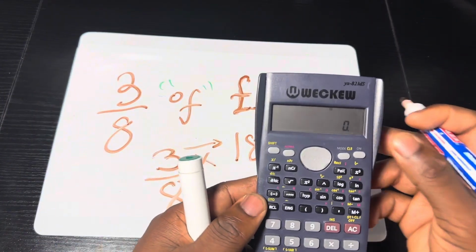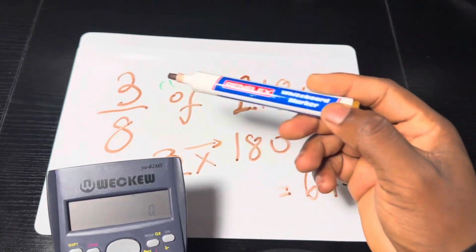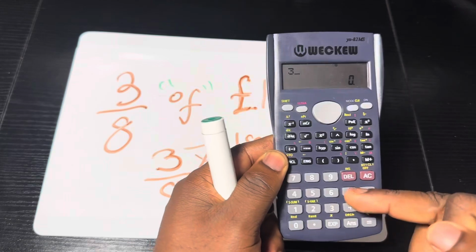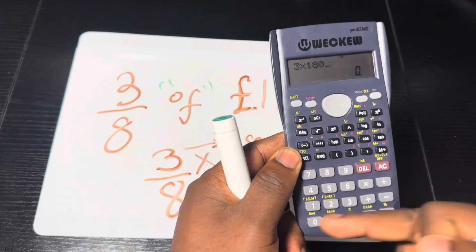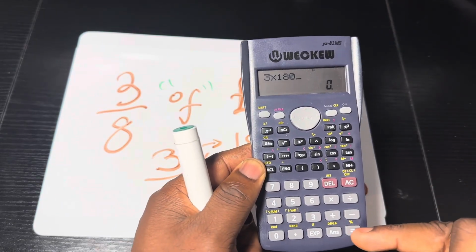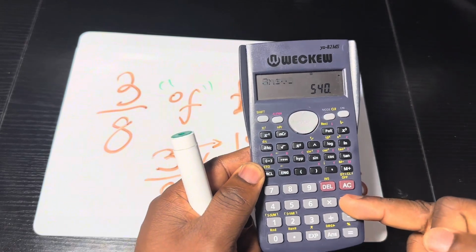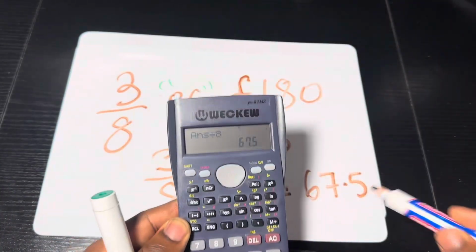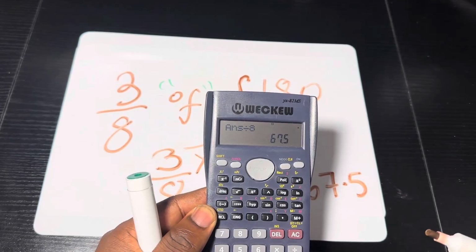If you want to use a calculator, it's very simple. For 3/8 of 180, you can times the top by whatever amount you have using your calculator. So 3 times 180, whatever answer it gives you, you divide that by the down. And that gives you the answer.